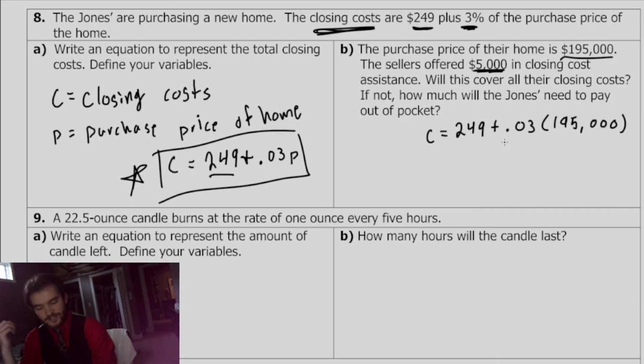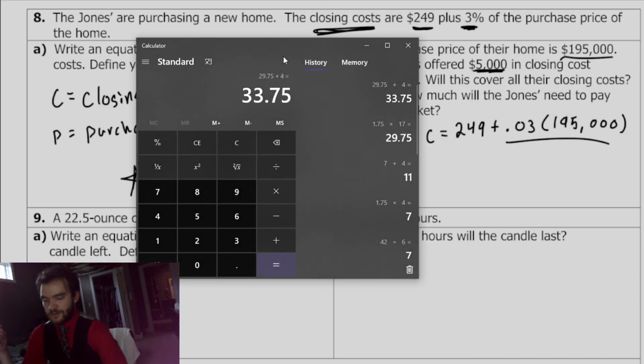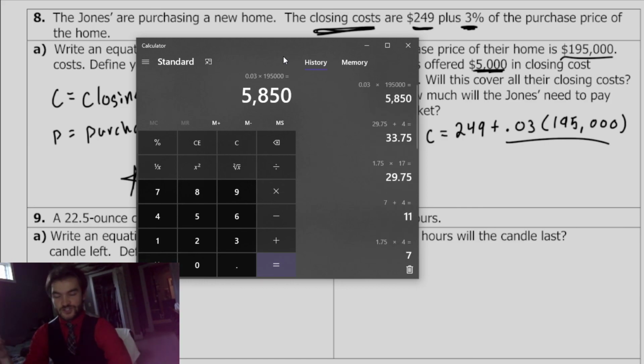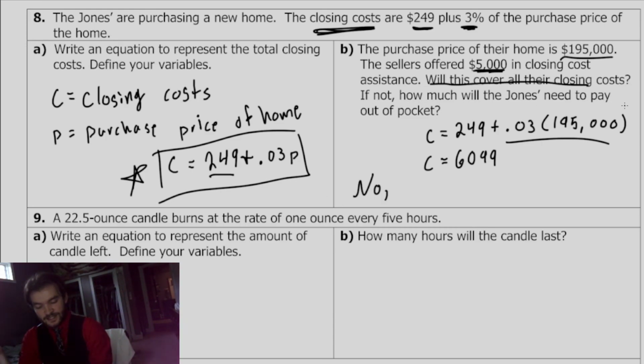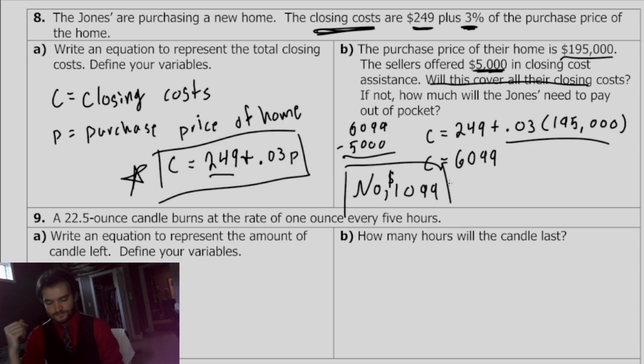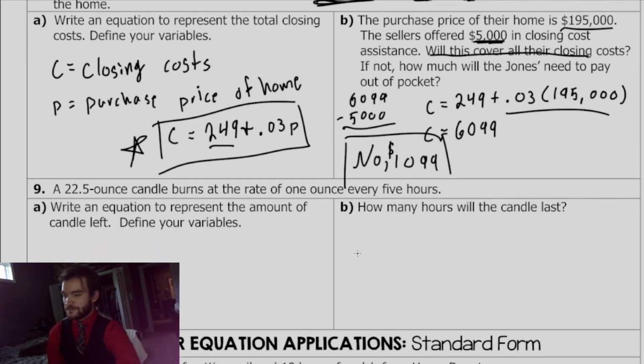Great. I've got that. Now I'm going to start here, of course. So I'm going to look at the calculator. I'm going to go 0.03 times 195. Boom. Just like that. So already know, right? Just in the house alone, 3% of the house, which is what costs to close it, is $5,850. When I add 249, I get $6,099. So the closing cost is $6,099. Now we're not done though. Will this cover all of Jones' closing costs? No. If not, how much will the Jones need to pay out of pocket? So basically I just take $6,099 and subtract $5,000 from it. How much are they paying out of pocket? And that is $1,099. Boom. That's kind of the answer there. That's it. Can't really complain.